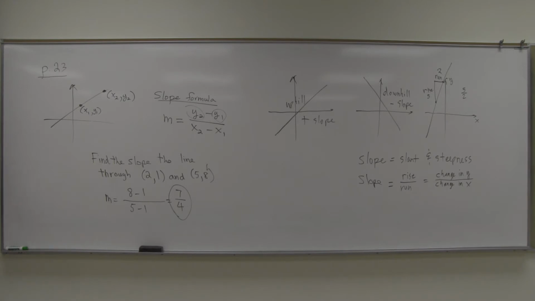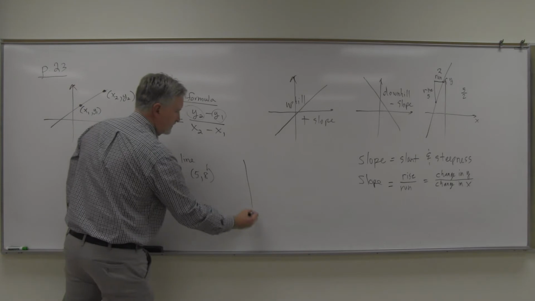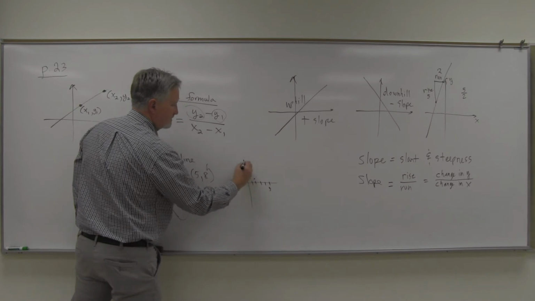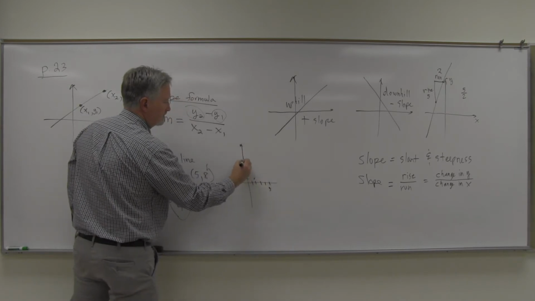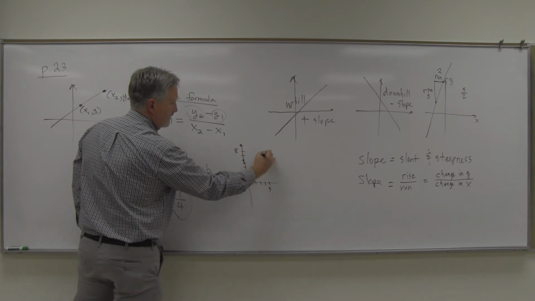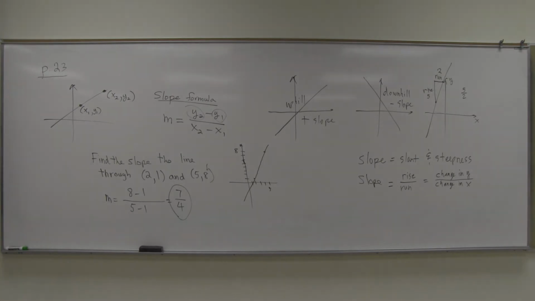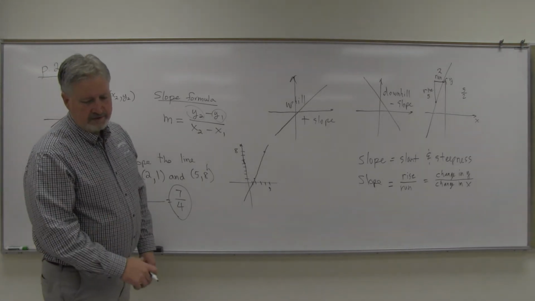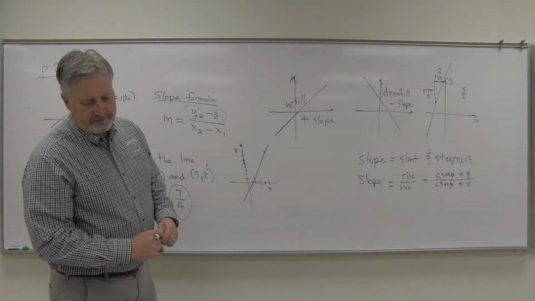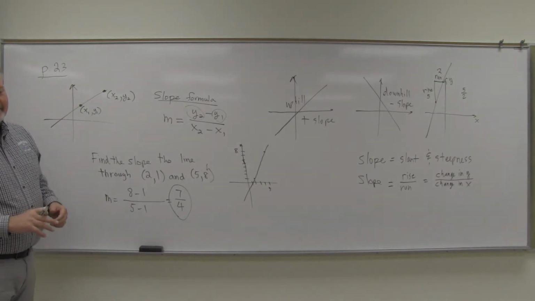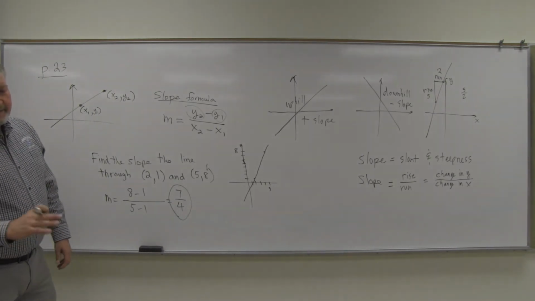If we graph those out, I guess we could real quick here. So 2, 1, and 5, 8. Yeah, there you go. Positive 7/4 is the slope of that line. So yeah, it's uphill. Positive lines have uphill slope. Now the other thing mentioned there, don't forget the following slope notes. We'll talk about those later on. But let me skip down there.